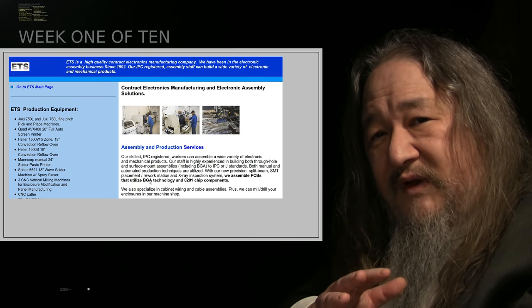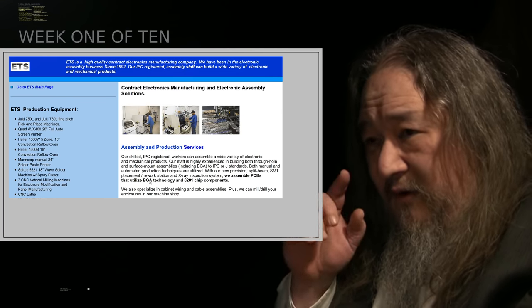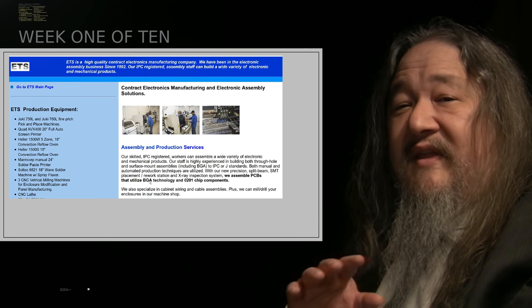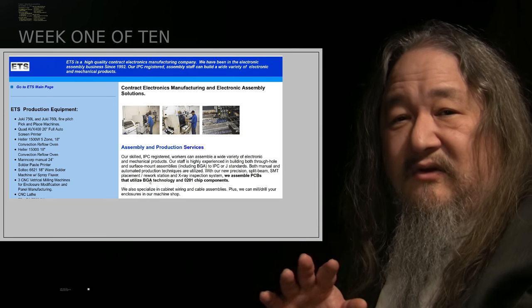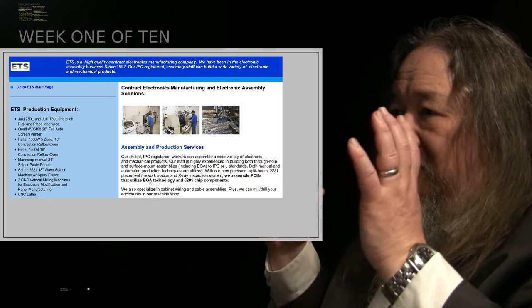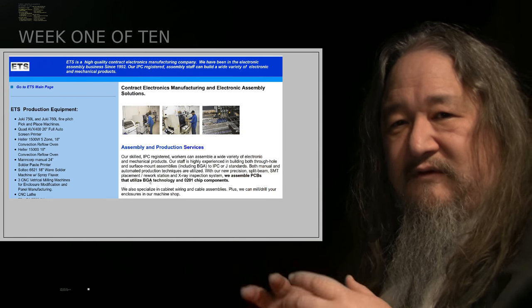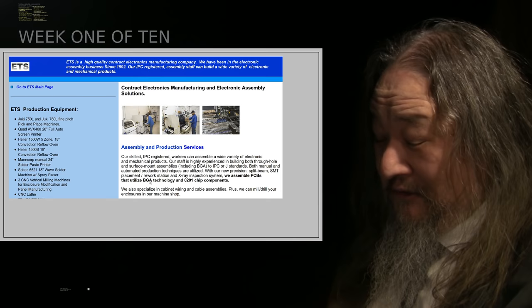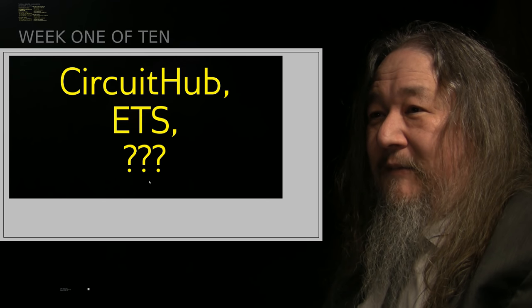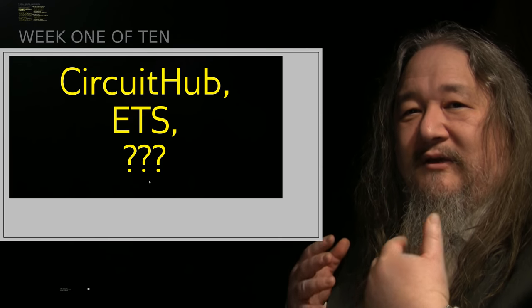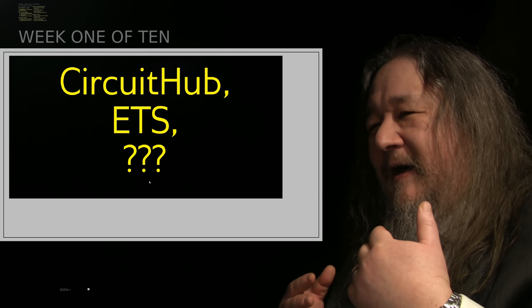So that's versus $23 a board for assembly from CircuitHub. But then they do all the extra purchasing and they do all the screwing around. So it's kind of modern hands-off versus old school. And you go to the ETS website, it's a little old school. So that's what it's coming down to. Do I pick CircuitHub? Do I pick ETS?